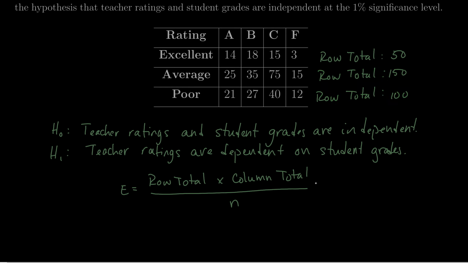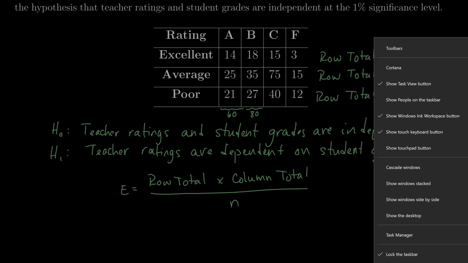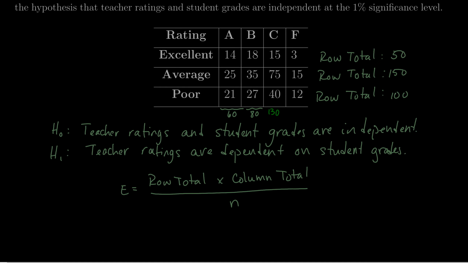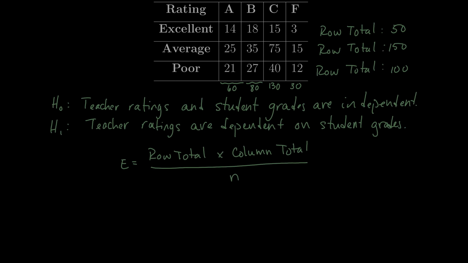If we total each column, so the column under A, 14 plus 25 plus 21 gives us a column total of 60. 18 plus 35 plus 27 gives us a column total of 80. 15 plus 75 plus 40 gives us a column total of 130. And 3 plus 15 plus 12 gives us a column total of 30. So we have to actually go through and calculate the expected frequency for each. This will allow us to compute the chi-square statistic.